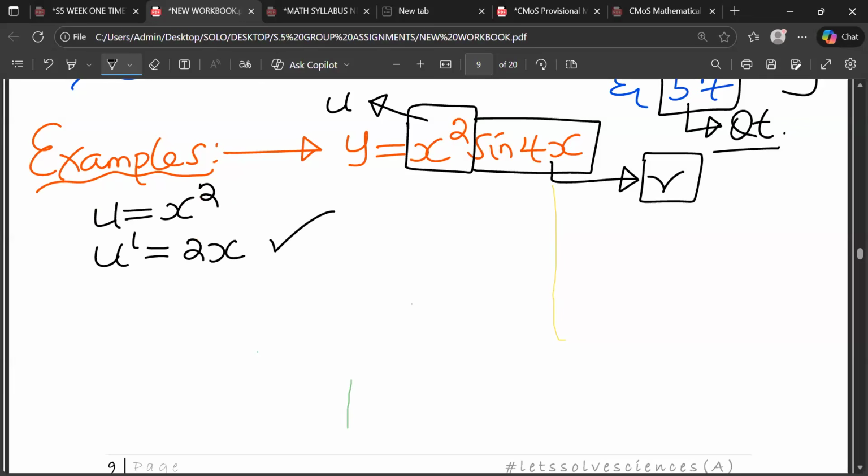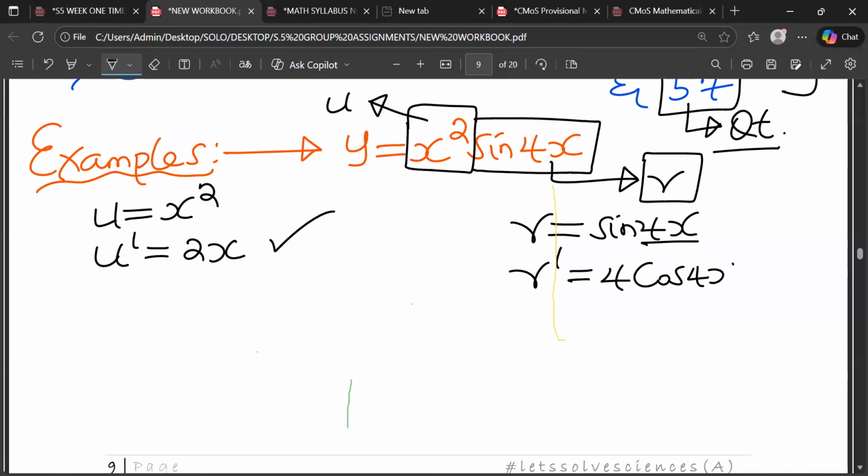You come this side and handle v. What is my v? My v is sine 4x. What is my v prime? The derivative. We all know, differentiate the angle. When you differentiate 4x, you get 4. When you differentiate sine, you get cos. Then bring back the old angle. You get 4 cos 4x.